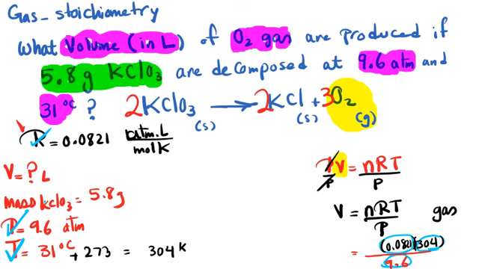So I need to find the relationship between mass of potassium chlorate and moles of oxygen. So the key in this equation is I need to convert mass of potassium chlorate to moles of oxygen. Then when I have moles of oxygen, I plug in here and solve my problem. How to convert that one? I need to set up a stoichiometry calculation. How to set it up?